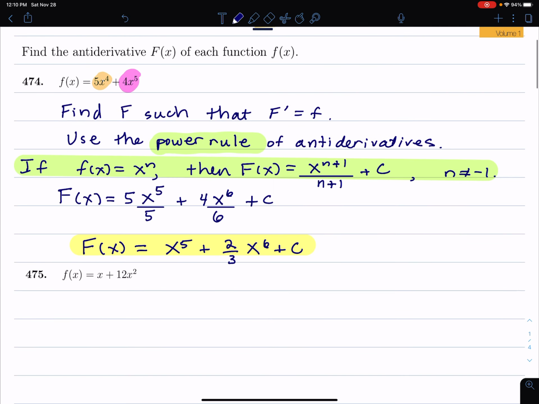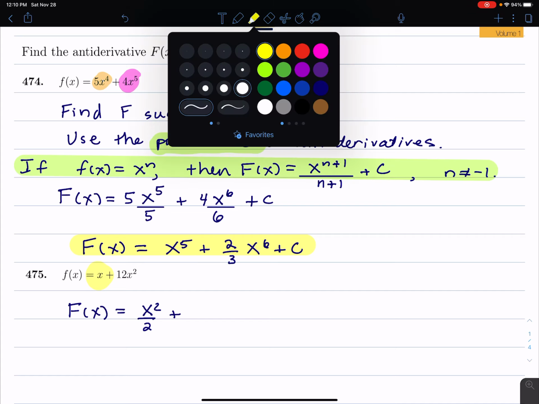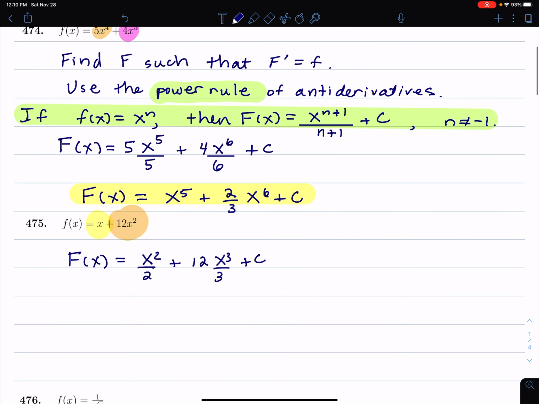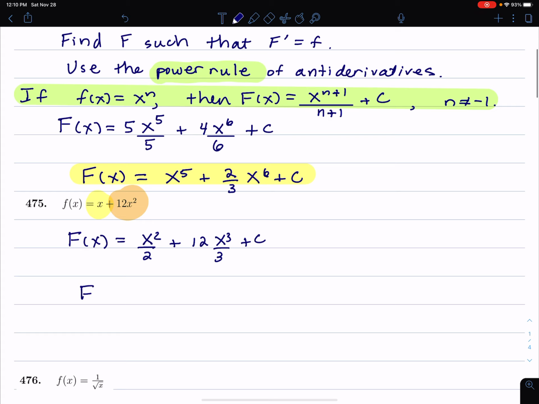Okay, let's move on to this one. So now that we got the power rule, we can do this pretty quickly. You have x to the first power. So, highlight here, that's x to the first power. So you get x squared divided by 2. And then we'll go over to x to the second power, leave the 12 alone. You get x to the third power over 3. So capital F of x equals x squared over 2 plus 3.